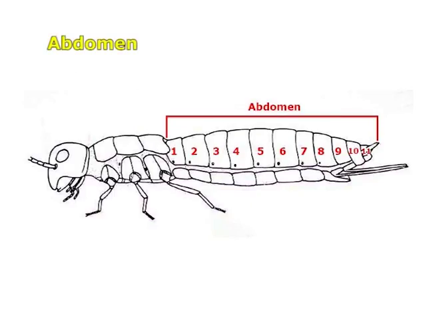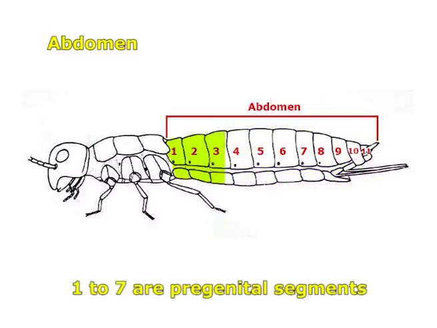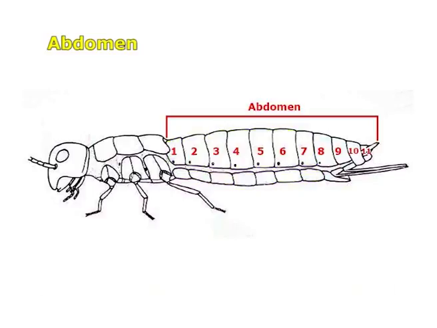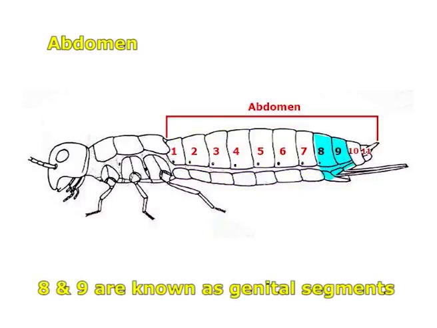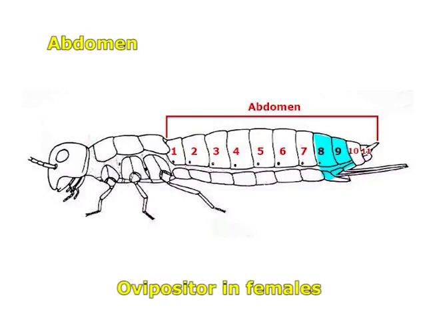The abdomen in the embryo usually consists of 12 segments. Later, the last segments degenerate and appear as 7 to 11 segments. The last segment is known as telson or tail as in the case of Protura. Abdominal segments 1 to 7 are pregenital segments. The 8th and 9th are known as the genital segments as they form genital appendages, that is, ovipositor in females and aedeagus or penis in males.